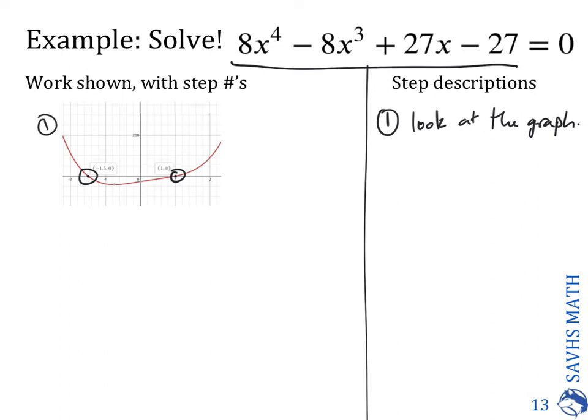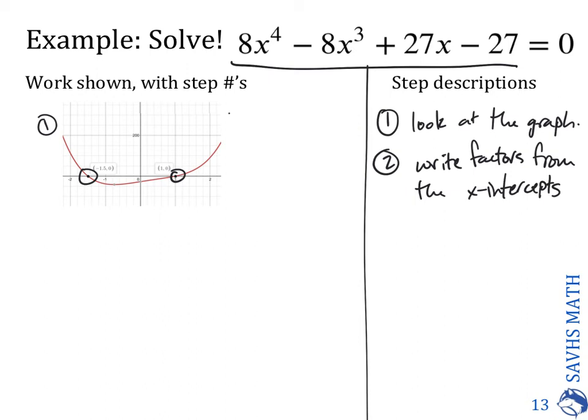And so what I can say is we can write factors from the graph. And so step 2 is, okay, well, my two factors are x plus 1.5 and x minus 1. And I got those from these 2 points where they cross the x-axis. So let's start with this first one. So I'm going to divide 2 different ways this time. I'm going to divide by box method the first time.